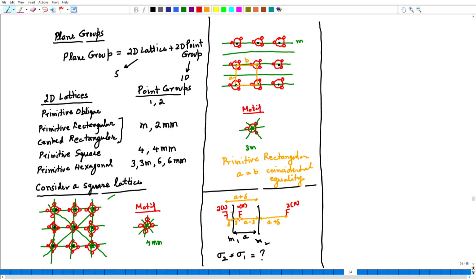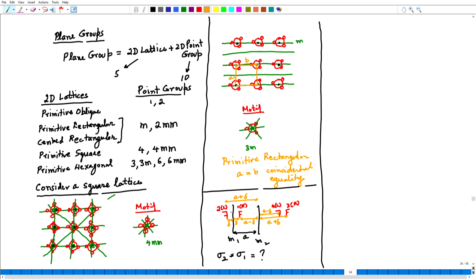Motif 1 will also be reflected by mirror 2. Now, this motif 1 is at a distance of A minus delta. Therefore, this motif would come somewhere here, with the handedness changed, which is motif 4, left handed. So this distance would be A minus delta.